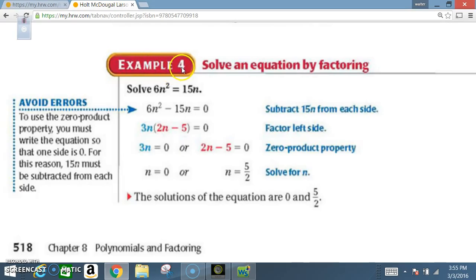Okay, now here in example 4, it's very similar to example 3. Solve an equation by factoring. We got 6n squared is equal to 15 times n. First, we're going to make the whole equation equal to 0, and we do that by subtracting 15n. So we're going to say minus 15n here and minus 15n there. That's going to leave us with 6n squared minus 15n.